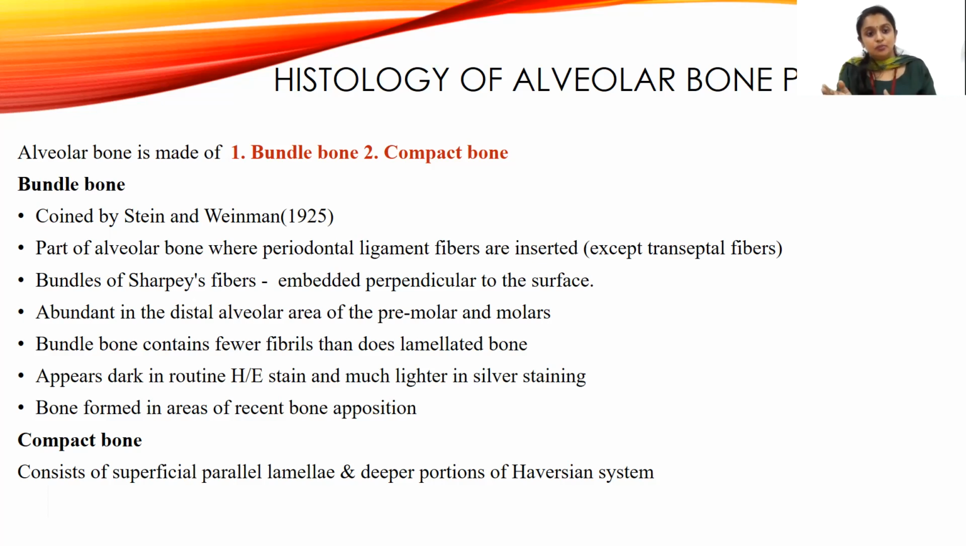Compared to lamellated bone, bundle bone contains fewer fibers, and it appears dark in H&E stain and much lighter in silver staining. And bone formed in a recent bone apposition area contains mainly the bundle bone. It forms mainly the bundle bone. Compact bone consists of superficial parallel lamellae and the deeper portions of the Haversian system.